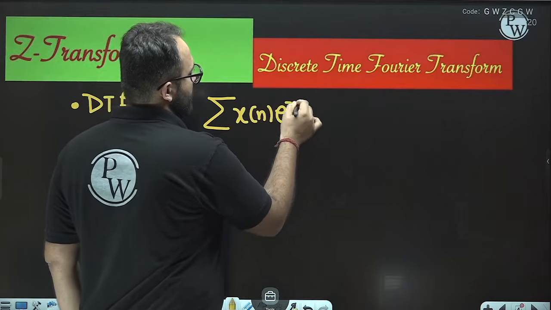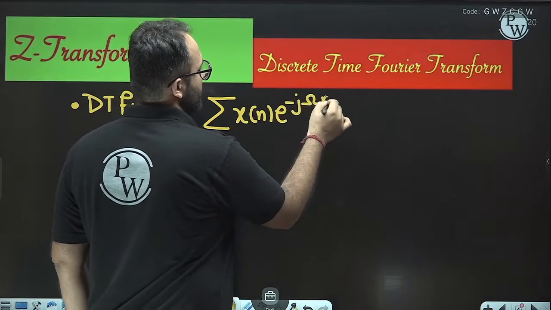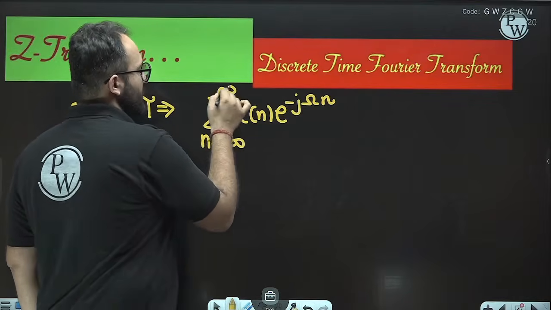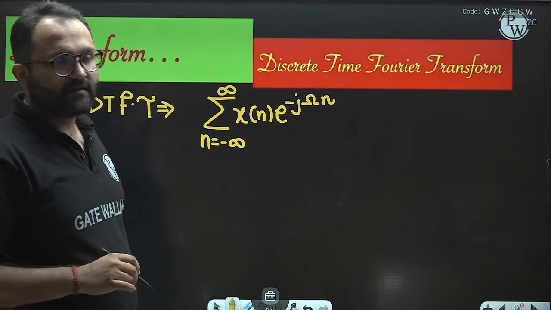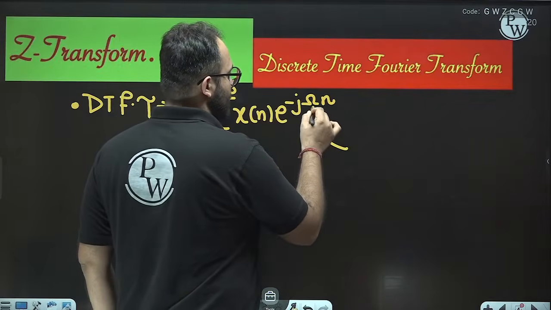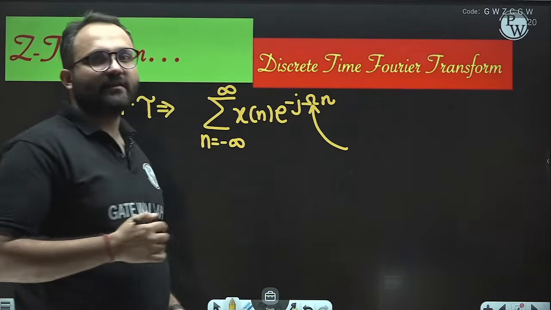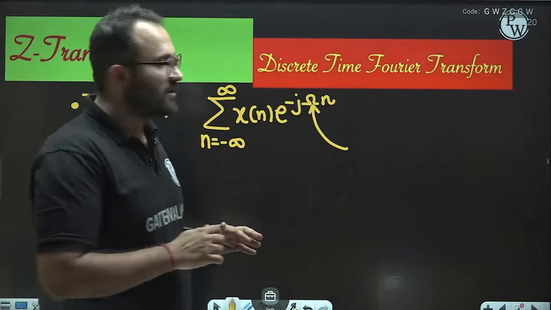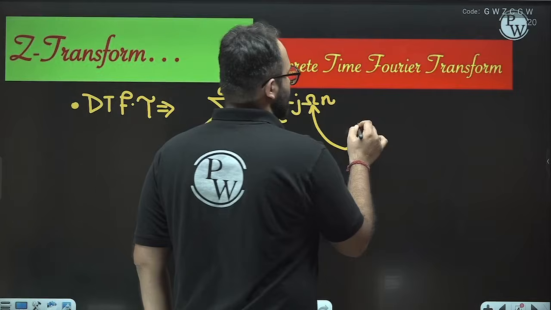X(e^{jσ}) = Σ x[n] e^{-jσn}, where n goes from minus infinity to infinity. Here sigma is the discrete frequency, and x[n] is any discrete signal. But here the condition is x[n] should be absolutely summable.